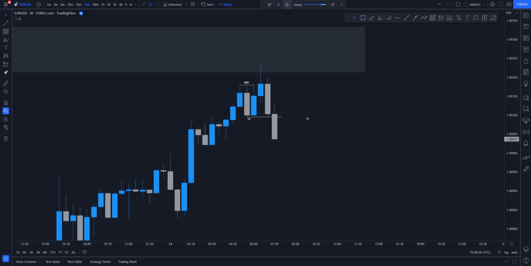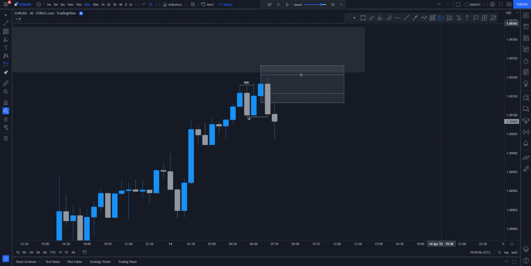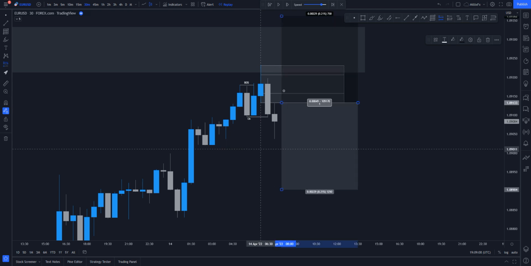So in this case, we have a break of structure from this, right? So now that we have our structure broken, we are now looking to take off of this POI. So hence we take this POI as our place to enter, right? So we do this. This is where we are entering the trade. This is our stop loss.